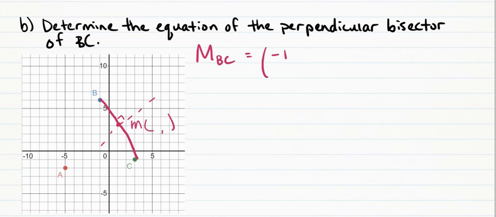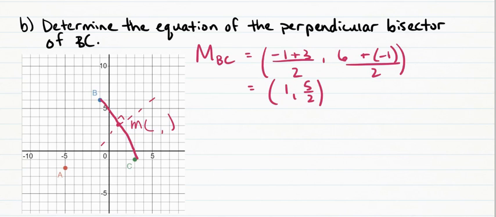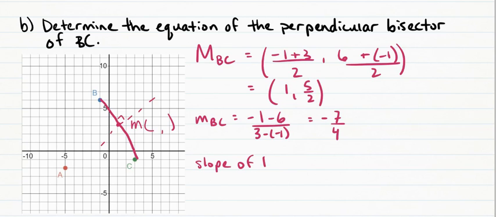we take the average of the x coordinates, so -1 plus 3 divided by 2, and the average of the y coordinates, 6 plus -1 divided by 2. And that gives us the coordinates 1, 5 over 2, or 2.5. We also need the slope of BC because that's going to allow us to determine the slope of the line that's perpendicular to BC. So the slope of BC, we subtract the y coordinates, divided by, we subtract the x coordinates, and that gives us -7 over 4. So we have the slope of BC, and that tells us that the slope of the perpendicular bisector is the negative reciprocal of -7 over 4. So the slope of the perpendicular bisector is 4 over 7.